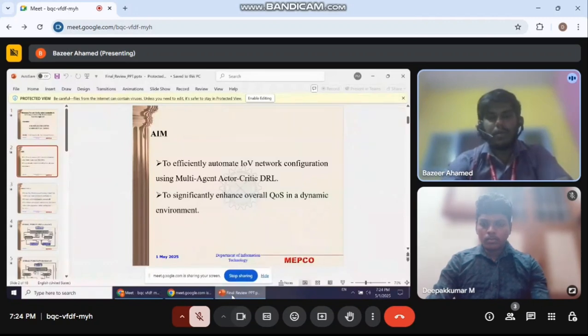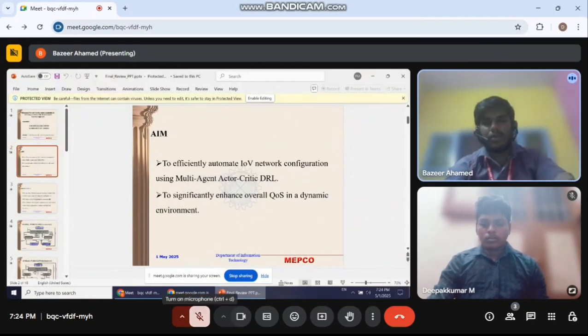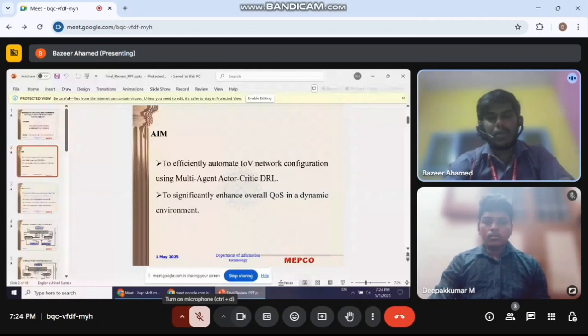Our main motive is to automate the network configuration effectively using a multi-agent actor-critic approach using an RL approach, and we also aim to enhance the QoS, quality of service, between the vehicles. Quality of service is composed of multiple attributes or values like data rate, power transmission, and SNR value, etc.